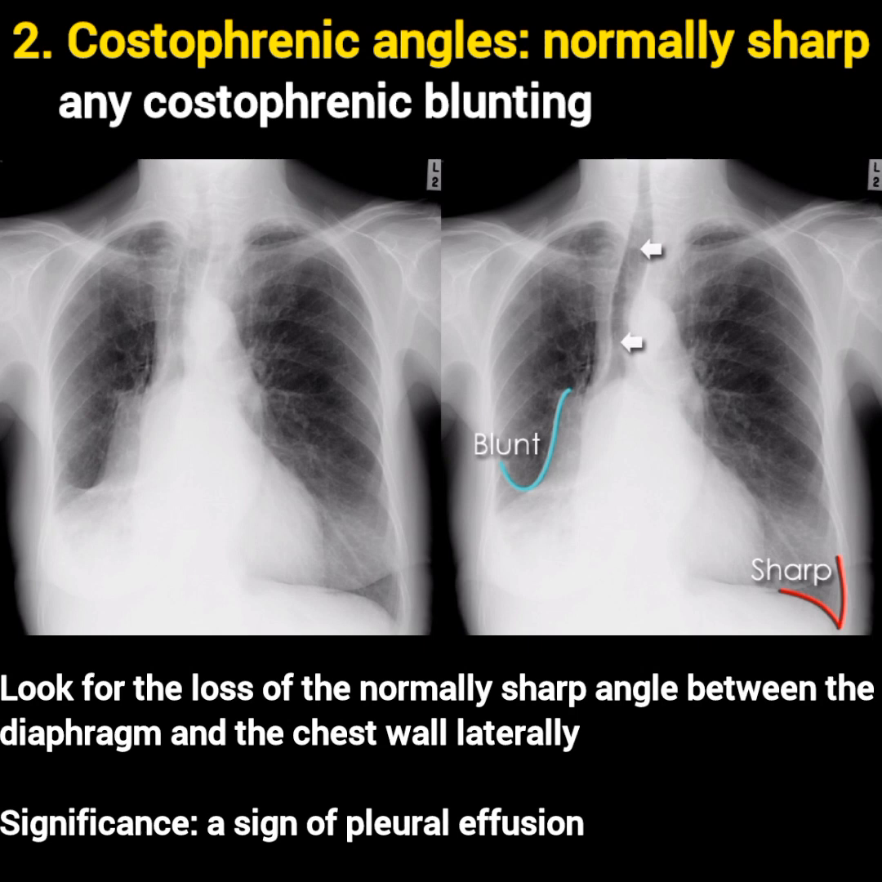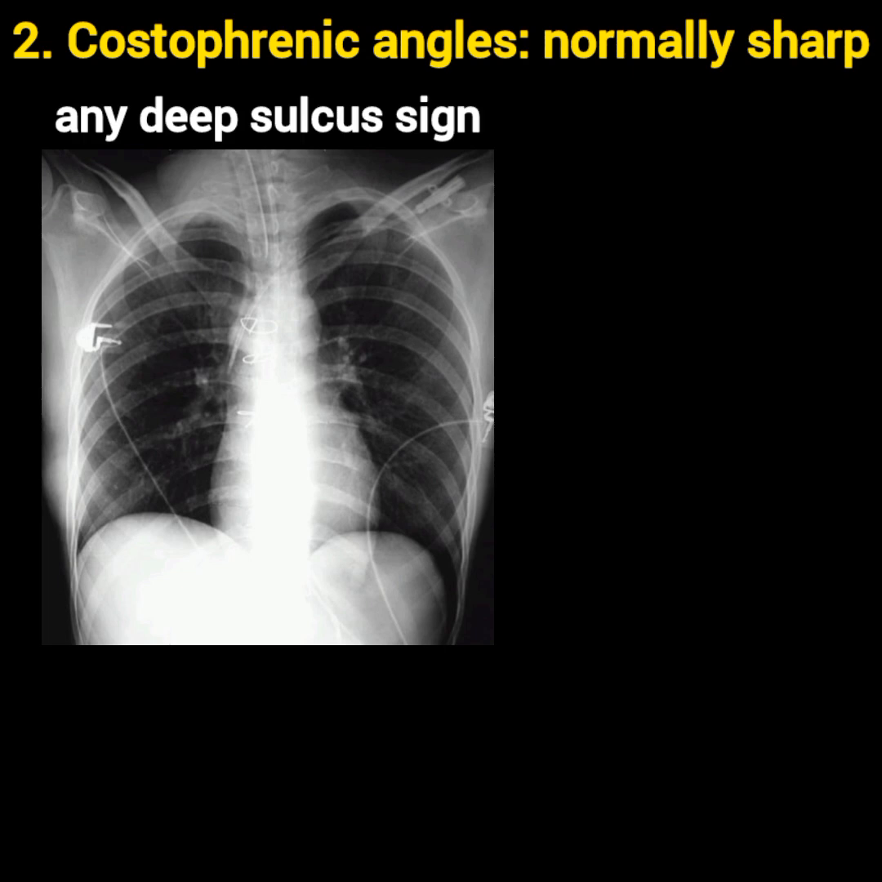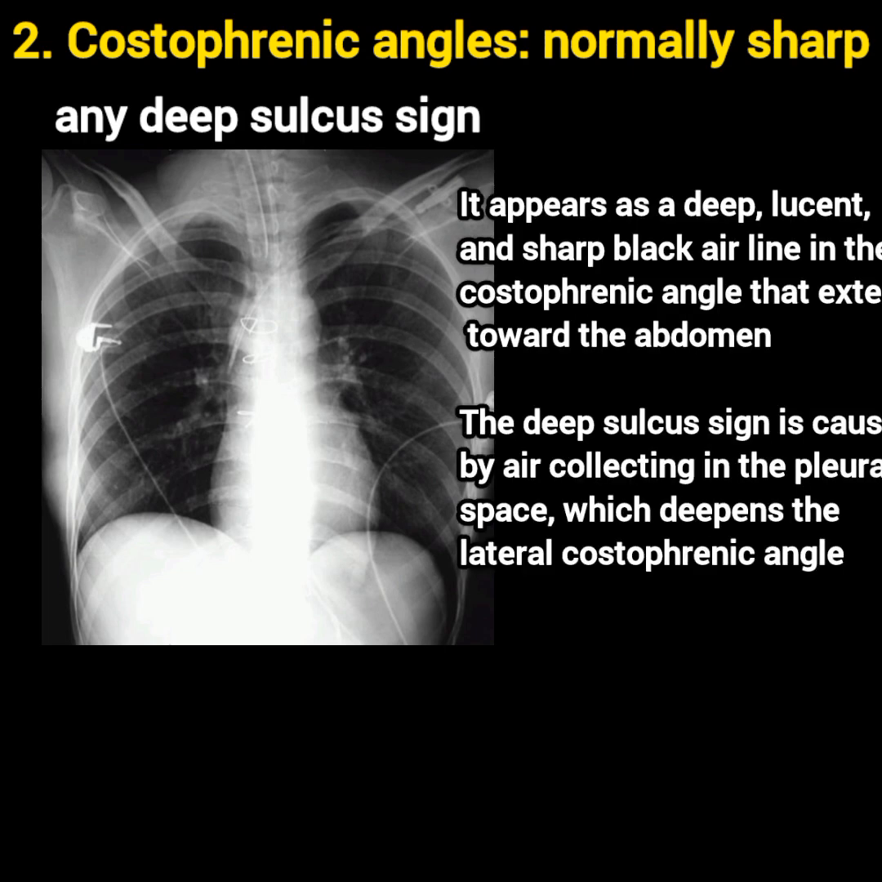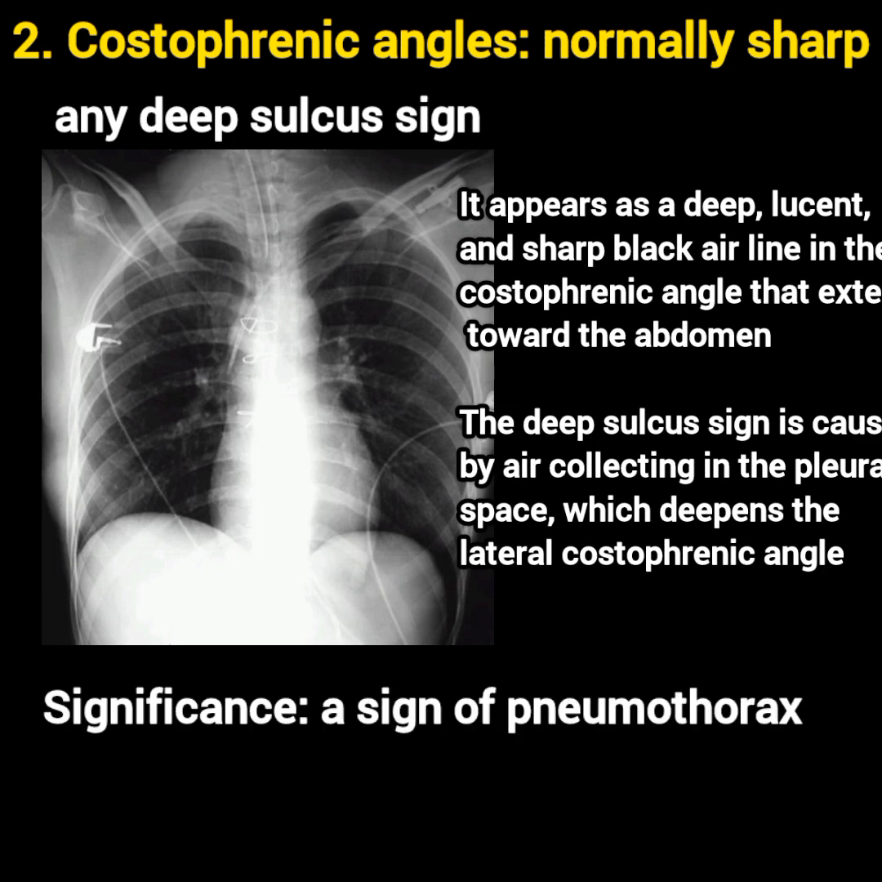Also look for any deep sulcus sign, which appears as a deep, lucent, and sharp black airline in the costophrenic angle that extends towards the abdomen. The deep sulcus sign is caused by air collecting in the pleural space, which deepens the lateral costophrenic angle, and this is a sign of pneumothorax.